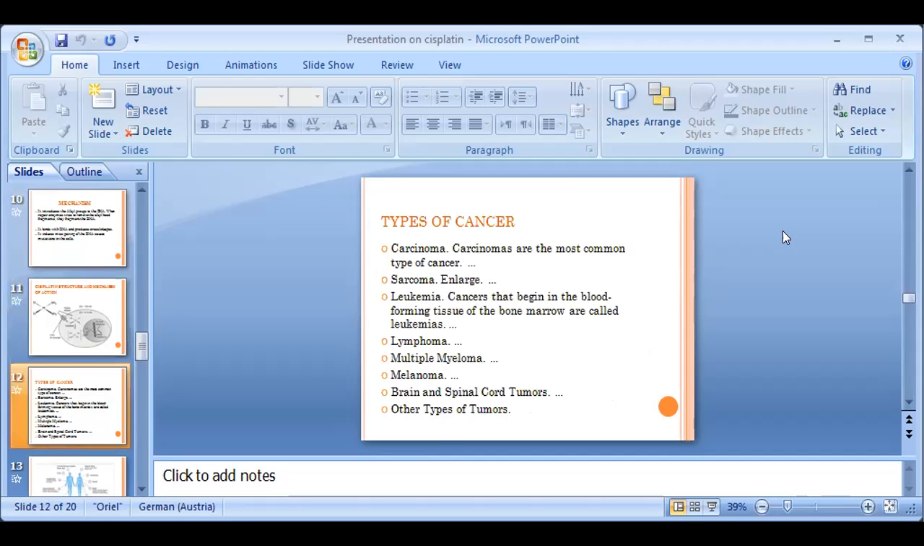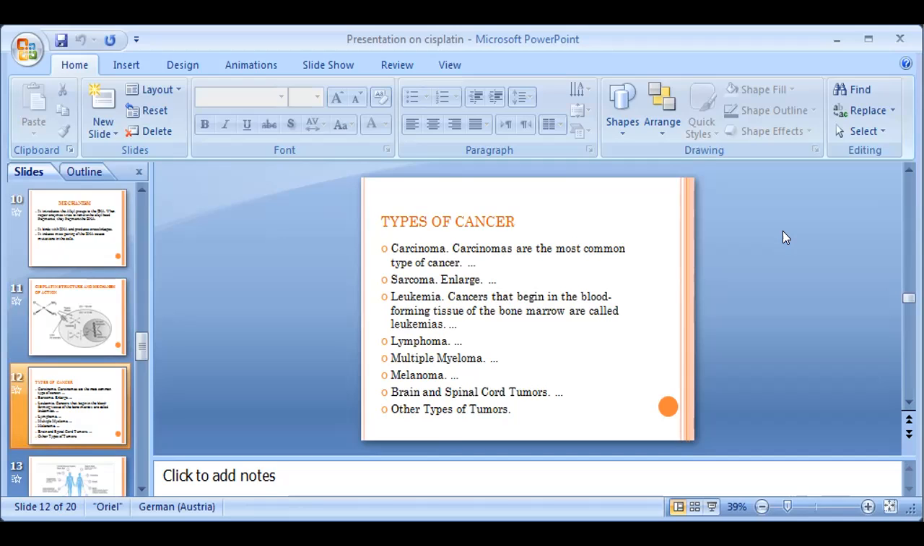Types of cancer. Carcinoma. Carcinomas are the most common type of cancer. They begin in the epithelial tissue, the skin, or the tissue that lines the internal organs such as the liver or kidneys. Carcinomas usually form solid tumors, for example, lung cancer.